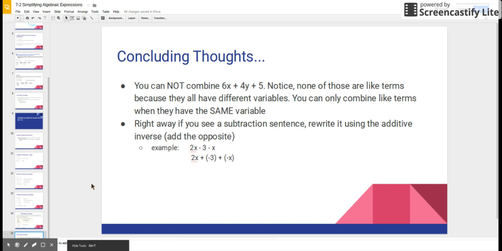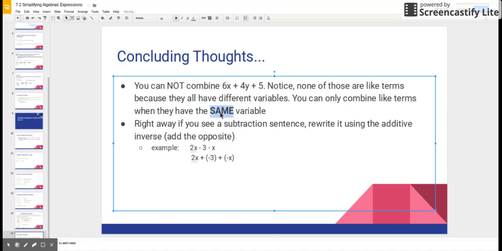All right, here are some concluding thoughts. You cannot combine 6x plus 4y plus 5. No, no, no. This is already simplified. Notice none of those are like terms because they all have different variables. You can only combine like terms when they have the same variable.